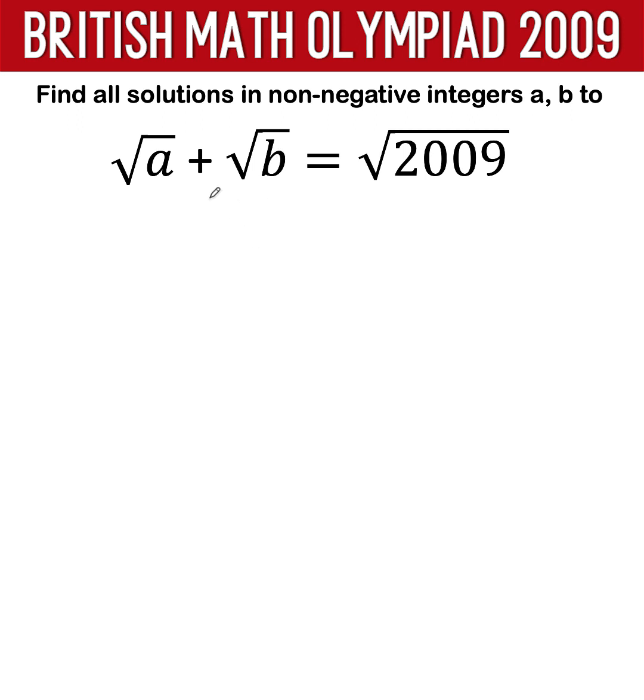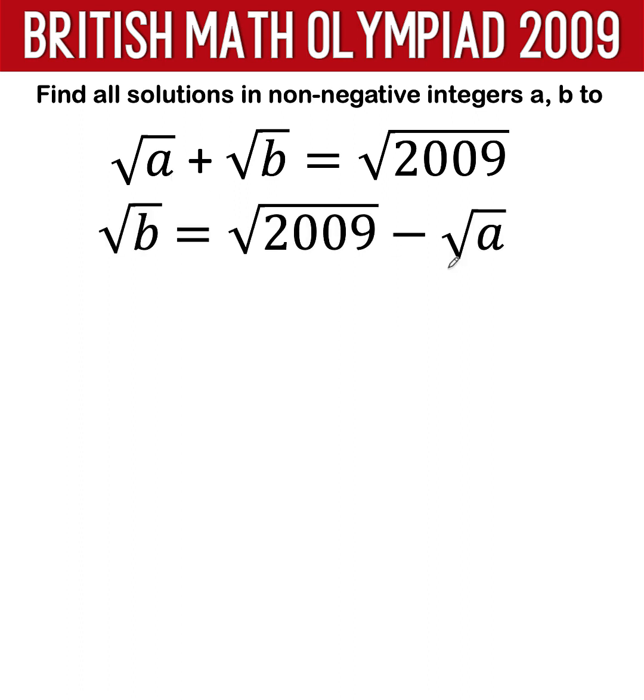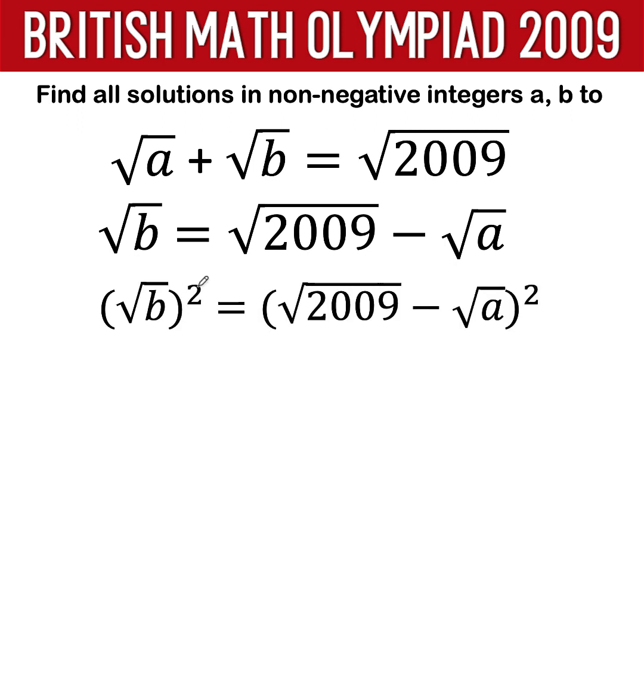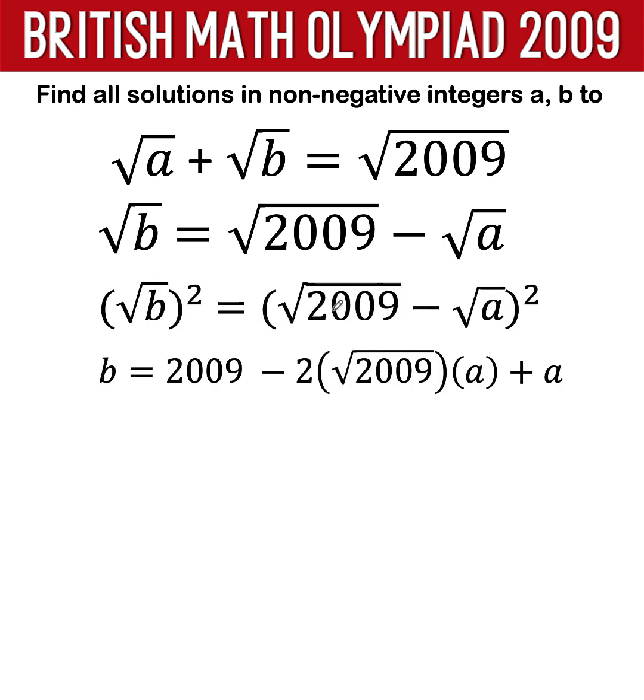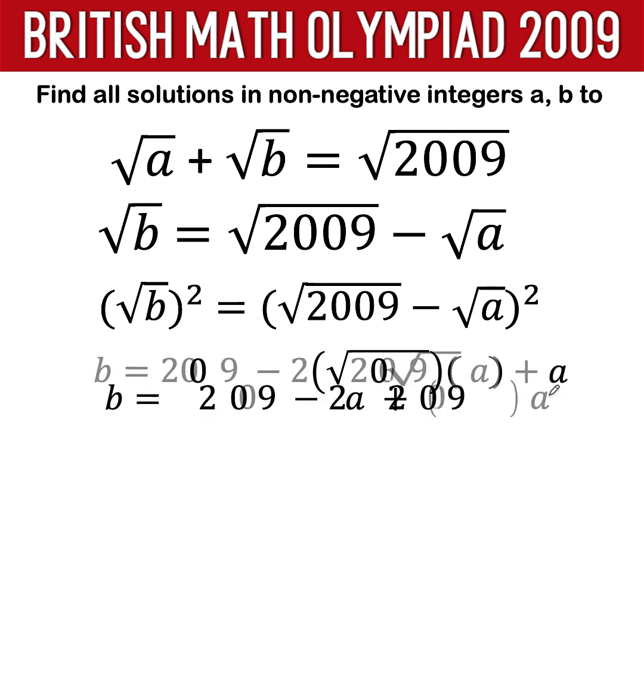So let's begin by solving this equation for b. That means we are going to subtract square root of a from both sides, and we square both sides of the equation. The square of the square root of b is b, and at the right side, we apply the square of a binomial identity to expand the right side. So the square of the first term is 2009 plus twice the product of these two terms plus the square of the square root of a, which is a. Then let's rearrange the terms.